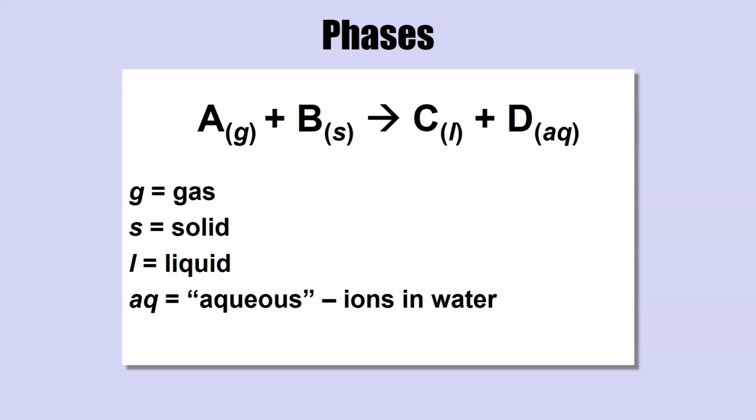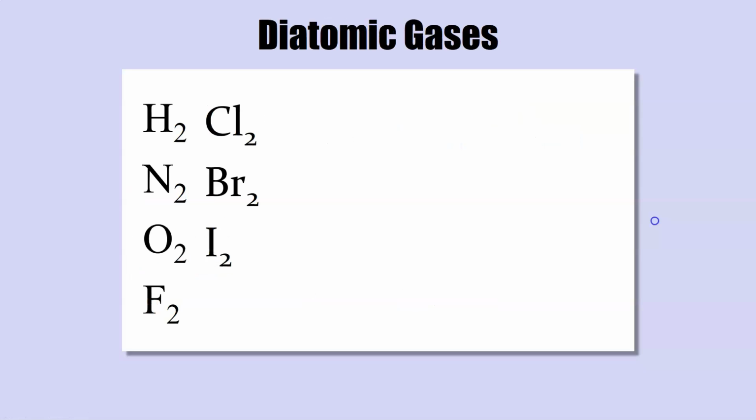When we're writing our formulas, it's important that we remember that some elements come as diatomics. So these elements you see here are not going to be found naturally by themselves. You're not going to find a hydrogen by itself, or a nitrogen by itself, or an oxygen by itself, etc. They're going to come as a pair. They're stable that way. So if I say nitrogen gas, you need to know that that's N2. Otherwise, you won't be able to balance your reaction correctly because you have a wrong formula.